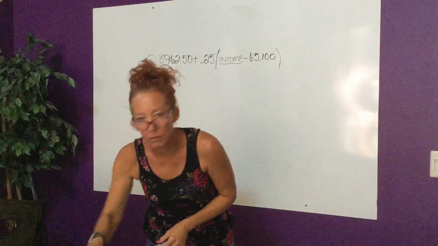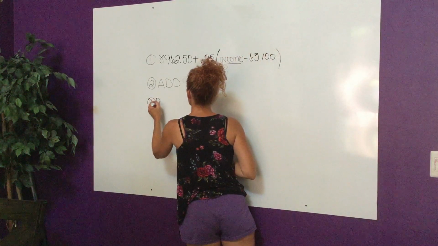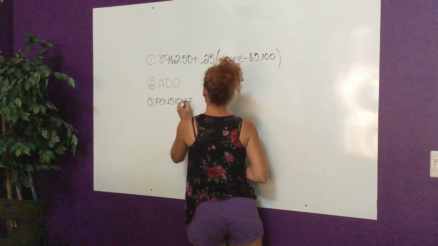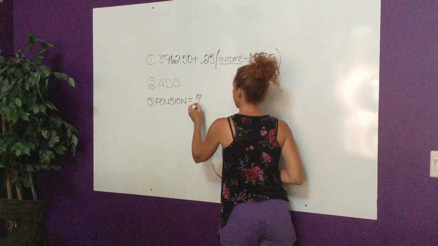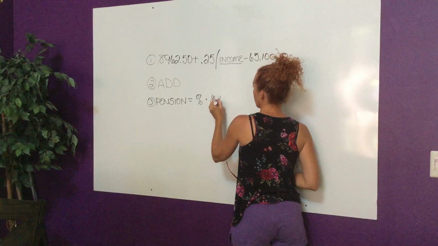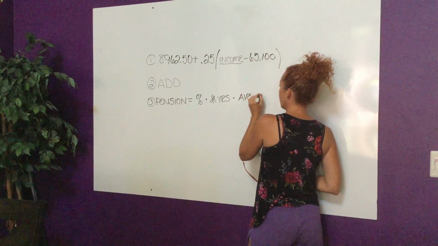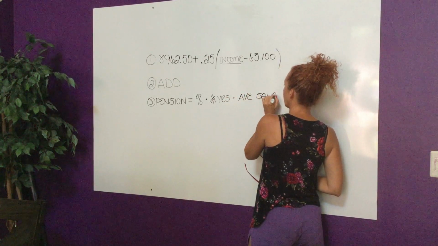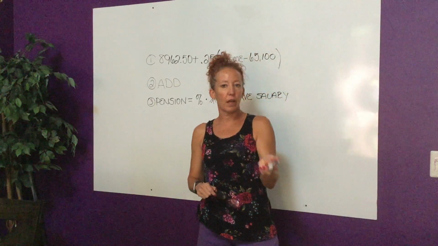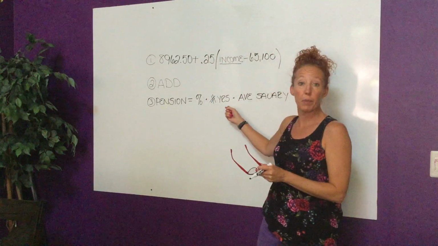Number 3, when you look at the answers, you're going to use the pension formula. The pension formula is some percentage multiplied by the number of years multiplied by the average salary. There's the formula you're going to use. So write that down. I don't know that it's written anywhere, it's not on the formula sheet. So write this down for pension.